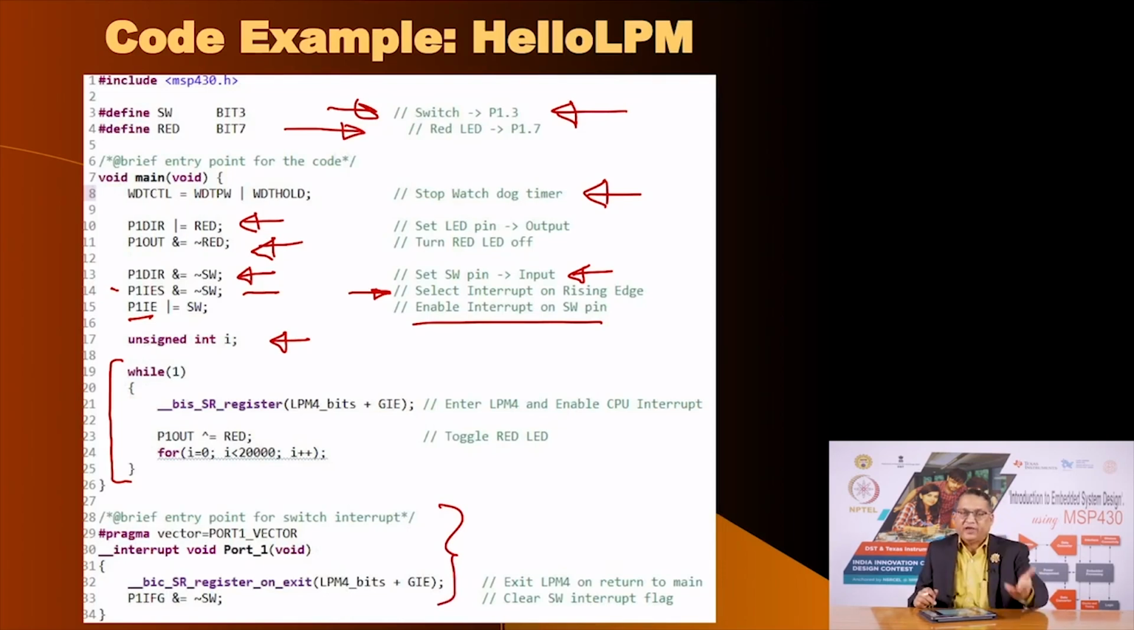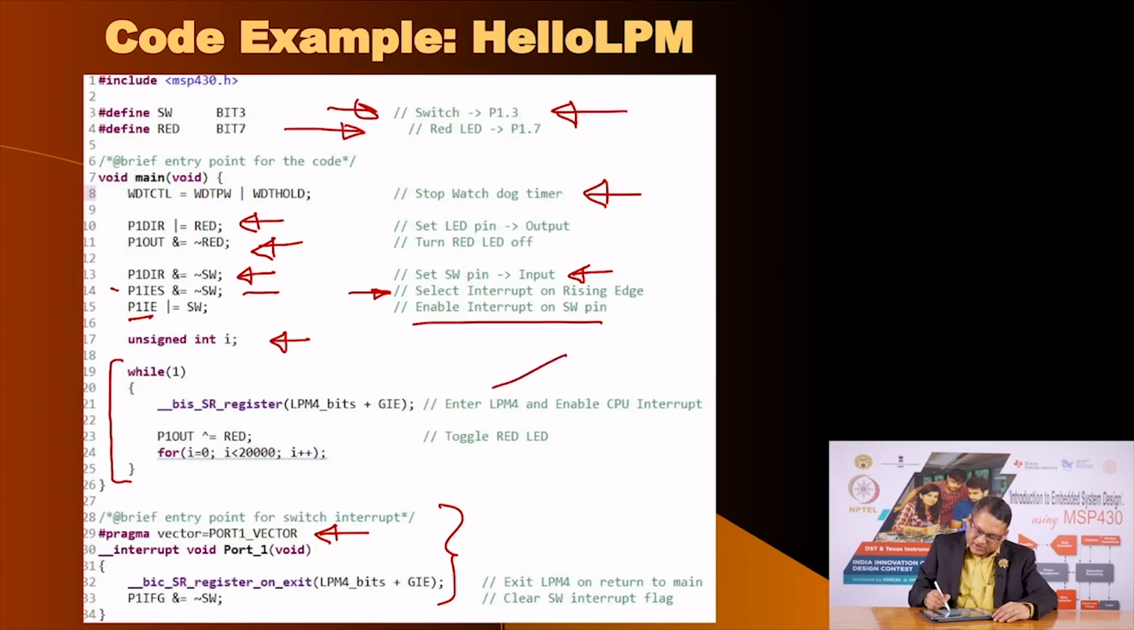Outside that, here is your interrupt vector, where you are going to go whenever the switch is pressed. Why? Because we have enabled interrupts on port 1, so whenever the switch is pressed, it will generate an interrupt and go into the vector, as we have seen earlier. You are saying #pragma vector equals PORT1_VECTOR. But before that, let us see what you do here.